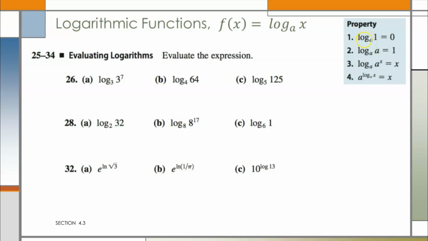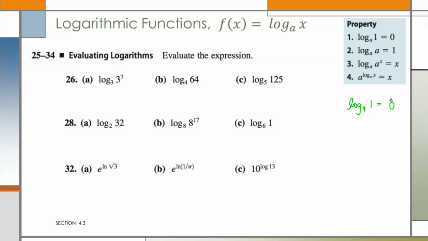No matter the base, if we're taking log any base of 1, we always get 0. That would be something like log base 4 of 1. It doesn't matter the base. If we're logarithming 1, we're going to get a 0.